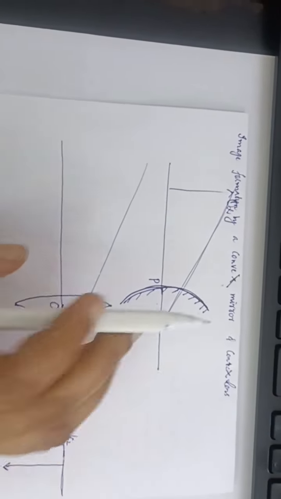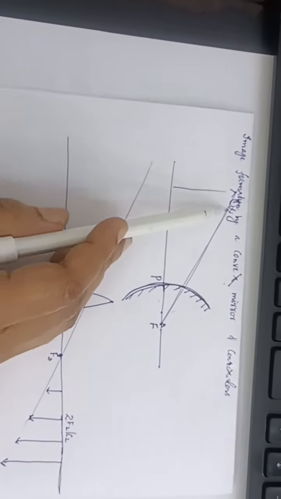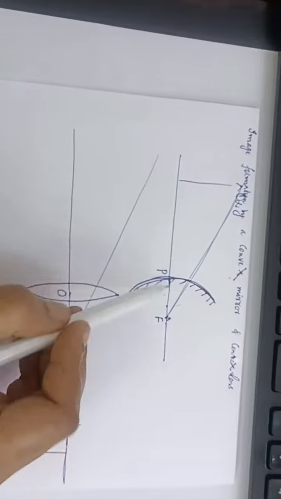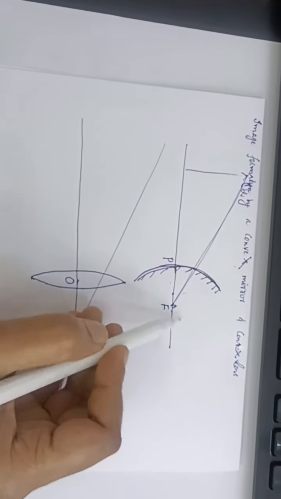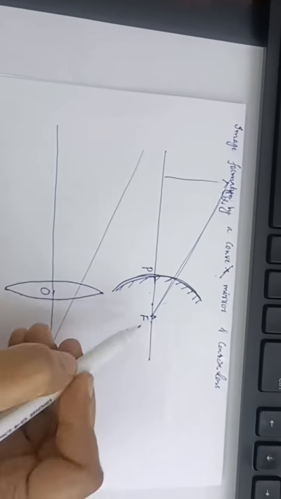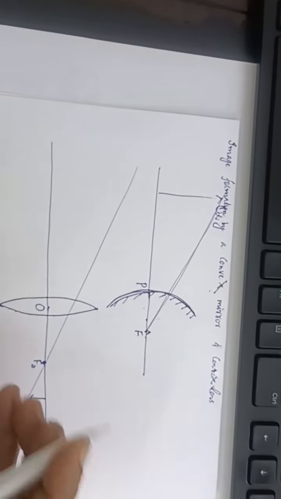The first position of the object is always that you think of infinity. At infinity, the light rays that come parallel and hit the convex mirror will make a virtual and erect image at the focus, and the quality of that image is that it is a very small and diminished image.